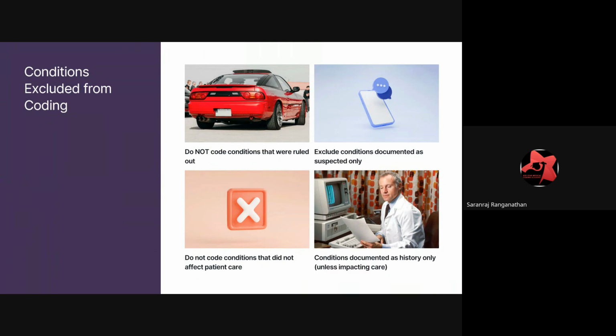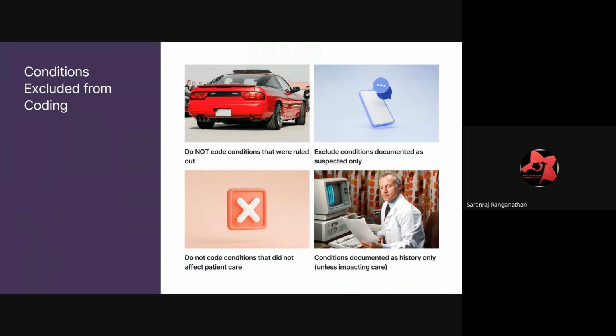Exclude conditions documented as suspected only. Do not code a condition that did not affect patient care. So I cannot just blindly take the secondary diagnosis. Certain conditions which do not affect the patient, I don't want to code. Why am I coding the diagnosis? Because it is affecting the patient. And why am I segregating into principal and secondary diagnosis? Because there will be a payment weightage.